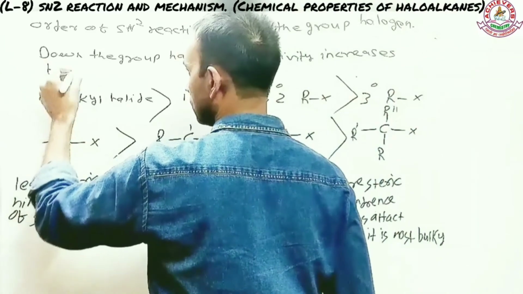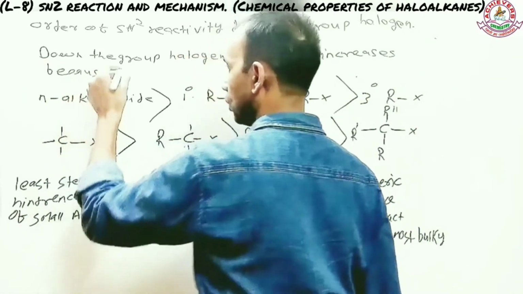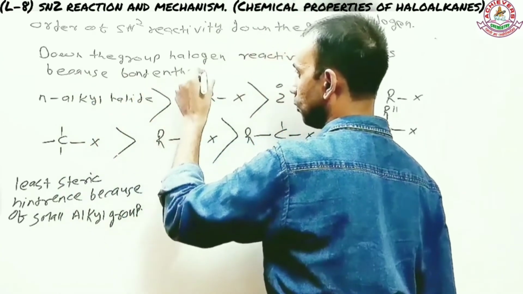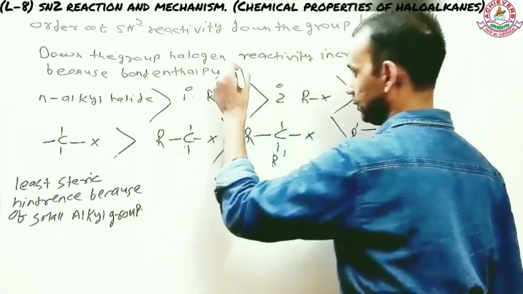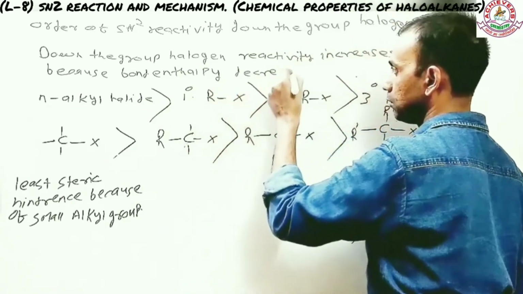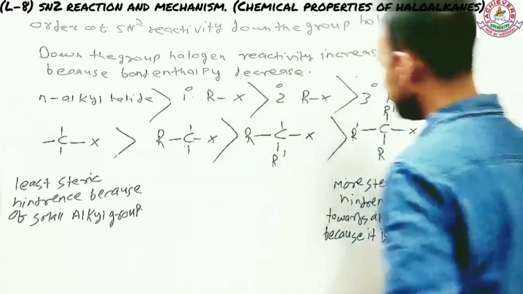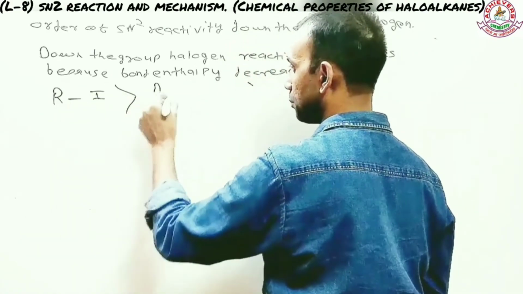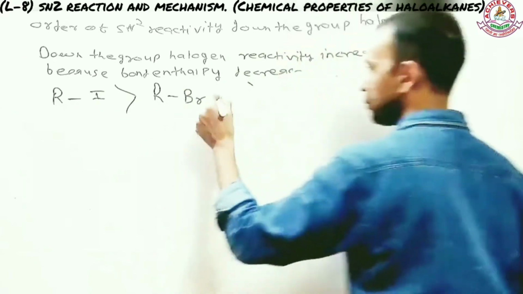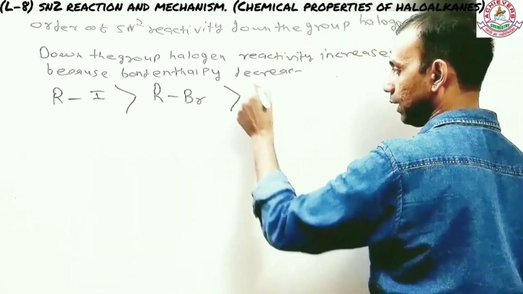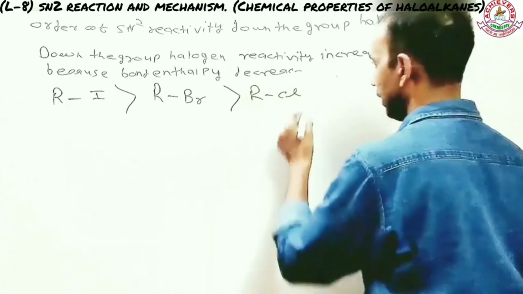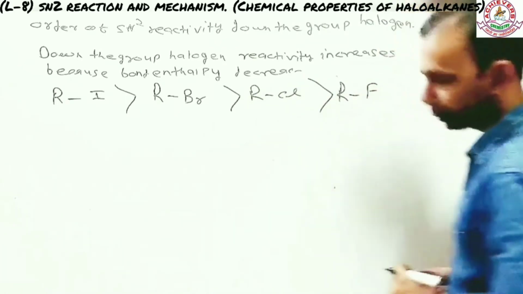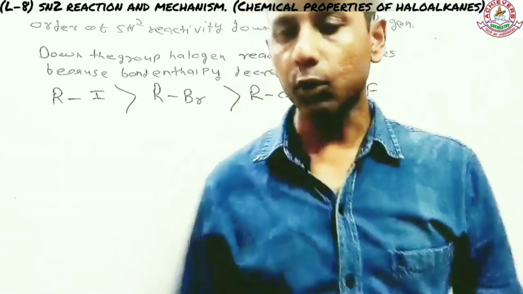because bond enthalpy decreases. So what does that mean? RI will be most reactive as compared to RBr, and that compared to RCl, right? And finally RF. So this is the trend of reactivity for SN2. I hope you have understood.